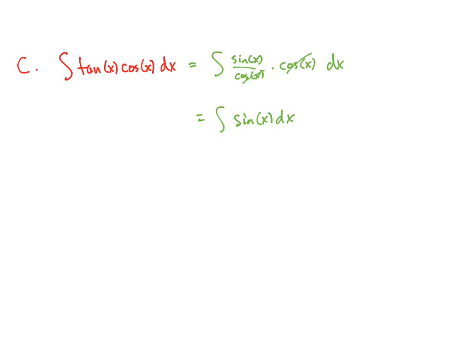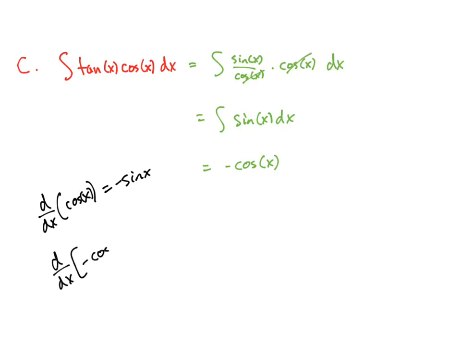And so the antiderivative of sine of x is actually negative cosine of x, because when we take the derivative of cosine of x, we end up with negative sine of x. I'll write this over here. Negative sine of x. So the derivative of negative cosine of x is equal to sine of x, which is what we want here. Okay, so we end up with negative cosine of x, and then we need that constant term c.